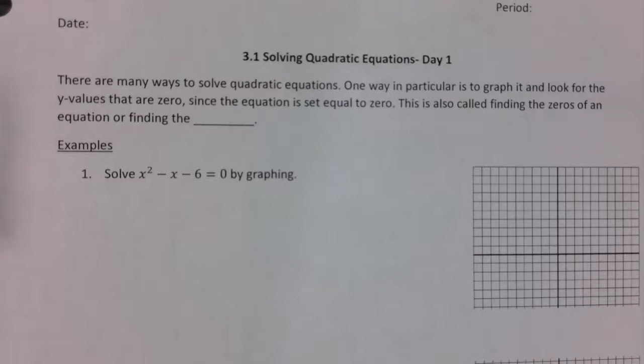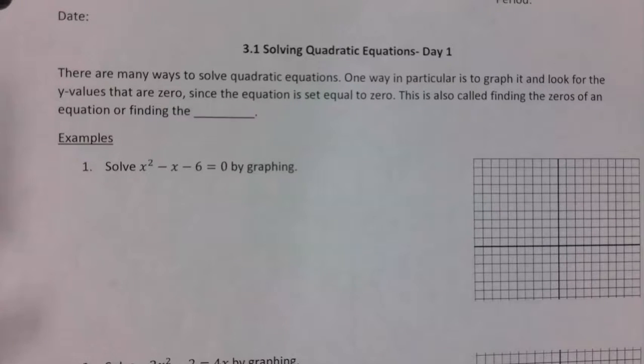There was something else I wanted to say. I don't remember. Okay, so the first way I told you I'm going to solve is by graphing. It's called finding the zeros. Another thing is, I don't know why the space is so short, finding the solution.